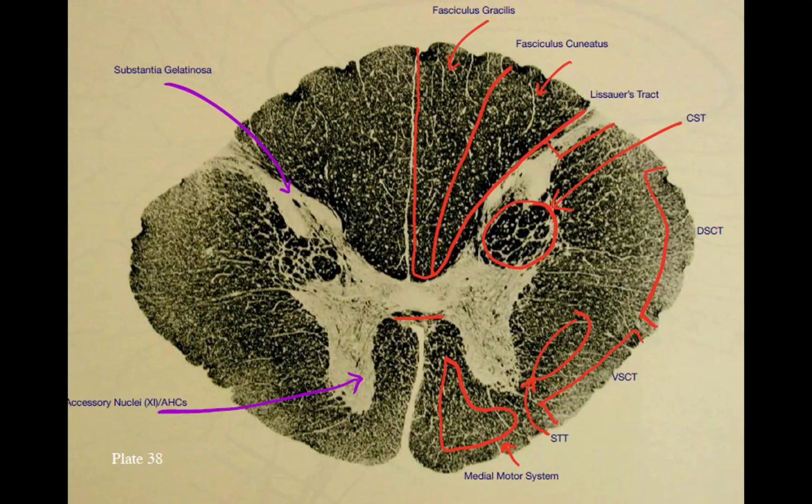But everything else here at C2 is the same. We still have fasciculus gracilis, cuneatus, Lissauer's tract, substantia gelatinosa. So this is the only difference: the corticospinal tract is more medial here. Dorsal and ventral spinocerebellar tract, spinothalamic tract, and our medial motor system. And again, I do not care that you know exactly where the reticulospinal or the tectospinal tracts are. We'll just lump them all together here as the medial motor system.